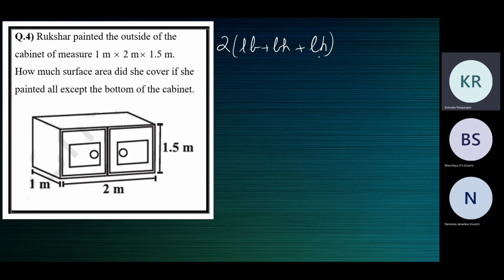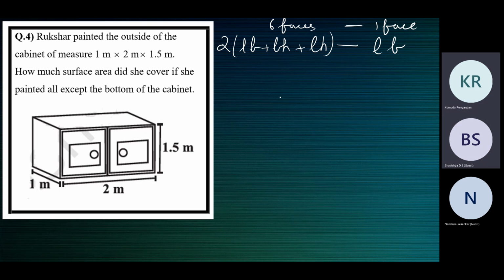But no, she's not painted all the 6 faces. She's not painted the bottom. She's painted only 5 faces. So this is for 6 faces, minus 1 face, minus the area of 1 face. Take away the area of 1 face, that is, take away L into B. Correct?